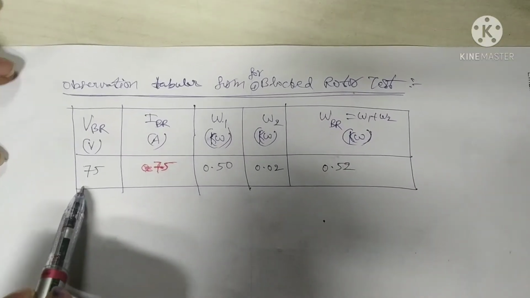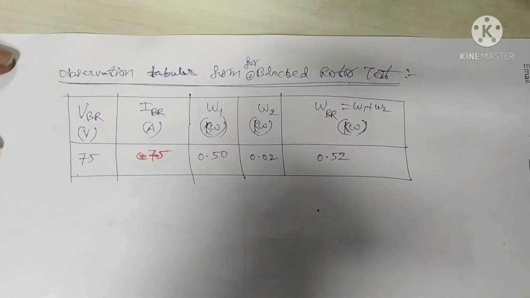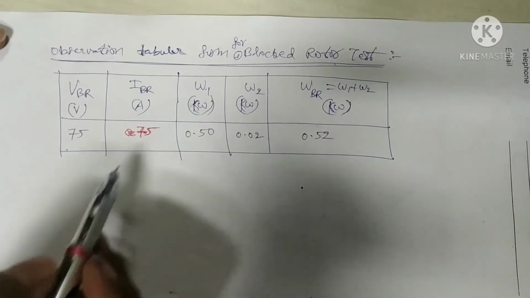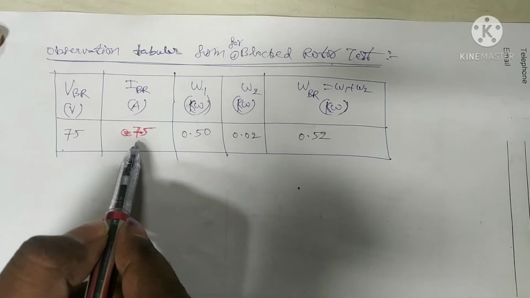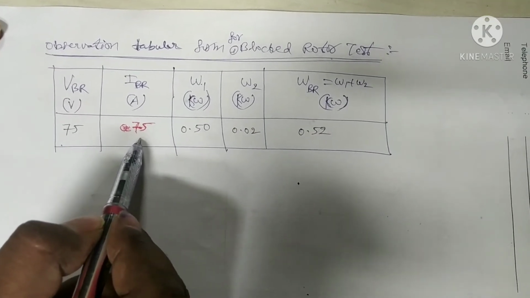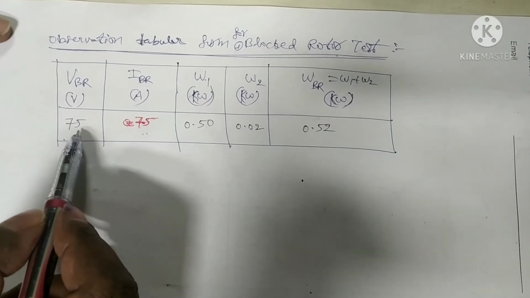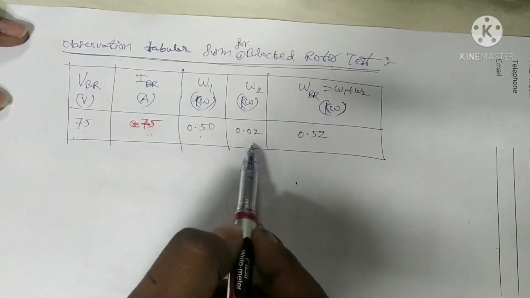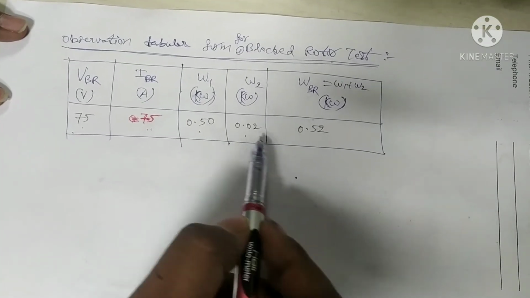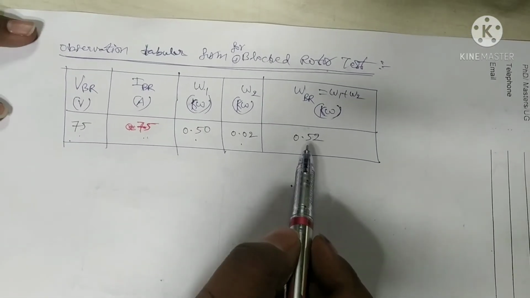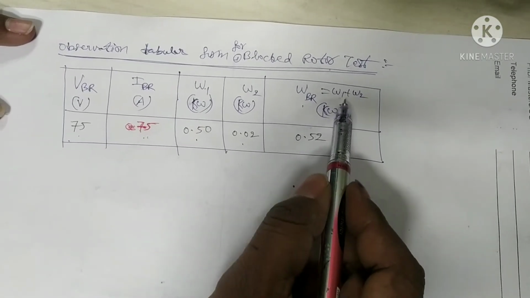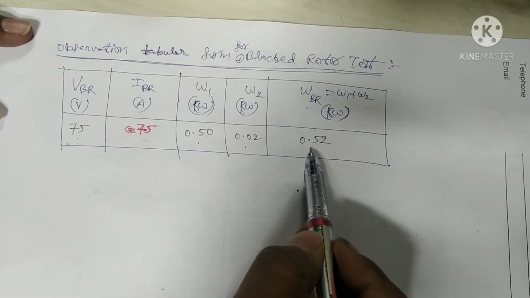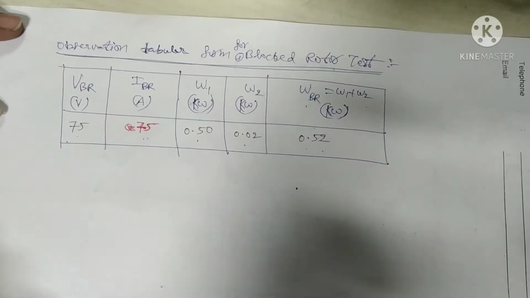This is the observation tabular form for blocked rotor test on three-phase squirrel cage induction motor. First, we kept the current at rated value, that is 7.5 amperes. At that time, we have noted down the voltage across line to line, that is 75 volts. And wattmeter 1 reading is 0.5 kilowatt, wattmeter 2 is 0.02 kilowatt. Power consumed by the three-phase induction motor under blocked rotor condition will give the W1 plus W2, that is equal to 0.52 kilowatt. We have taken this VBR, IBR and PBR readings from the blocked rotor test experiment.